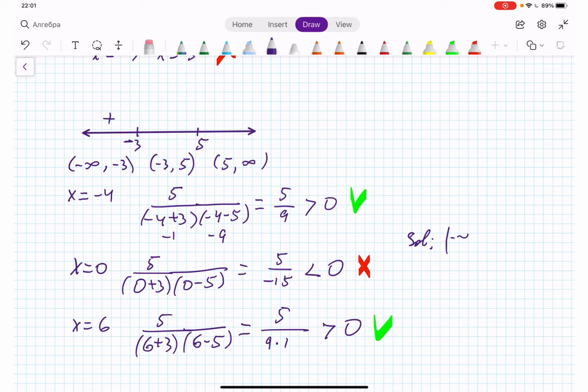So negative infinity, negative 3, or 5 and infinity, right? Because the 6 that we have green check mark is in the interval 5 and infinity, and x is equal -4, which also has the green mark, it's in the interval -infinity, -3. Okay.